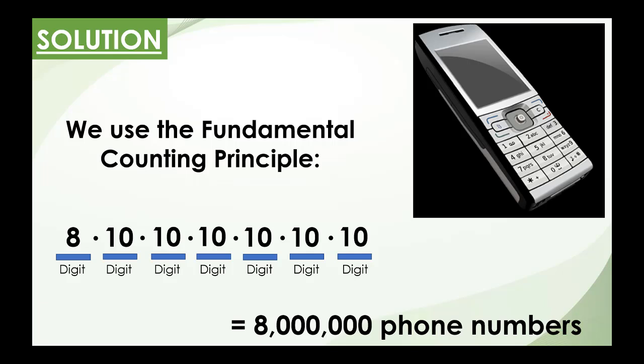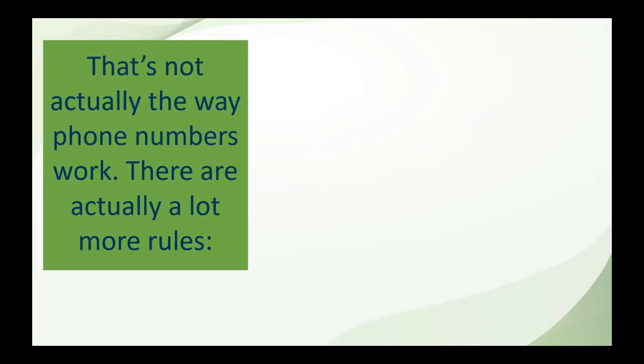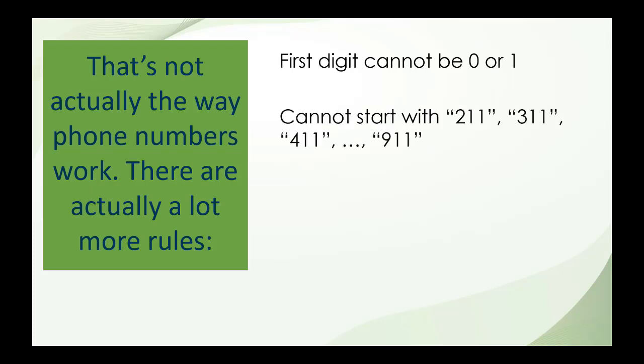Now that would be 8 million phone numbers per area code. But even that is not quite the way that it works. So the way that we set up this problem, this would be the answer. But in the real world, there's actually more restrictions. So, what are those rules? Well, the first digit can't be 0 or 1, so that was part of our problem. But then we can also not start our phone number with 211, 311, 411, 511, 611, 711, 811, or 911. Those are all prohibited.